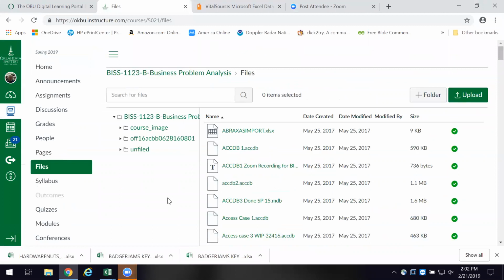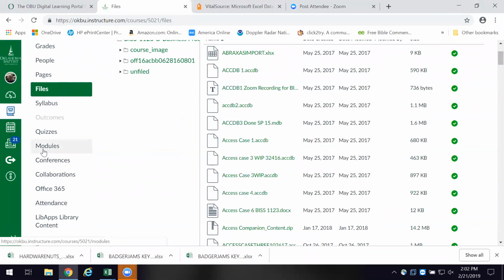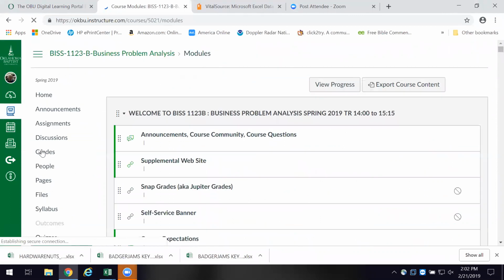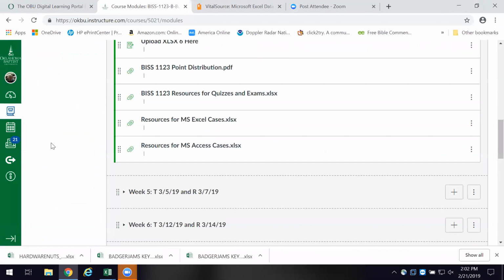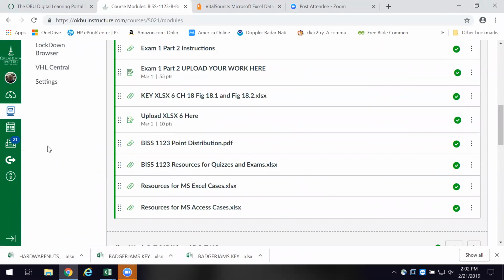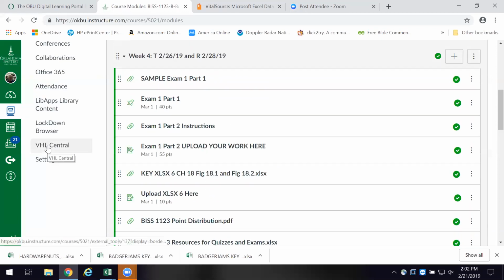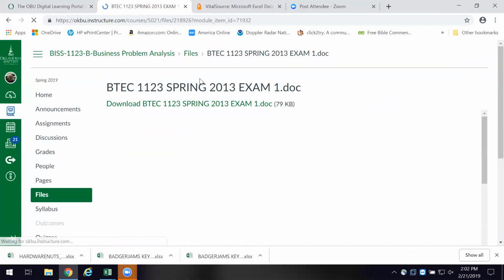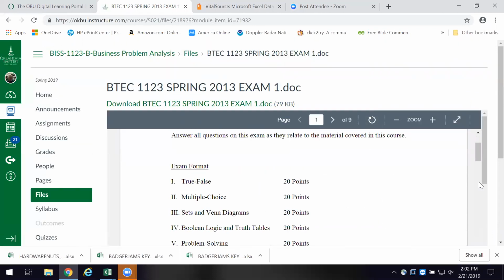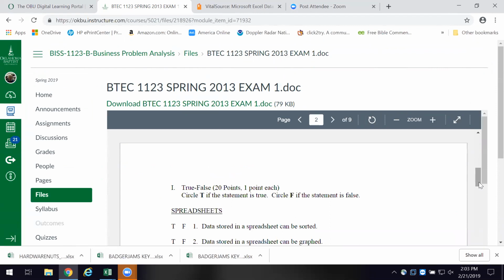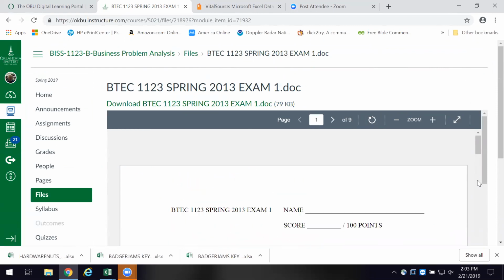As far as the objective part of the exam down here, at the end of each module I'll have resources for quizzes and exams. So I have really two things for you. First of all, I have a sample exam 1, part 1. Okay? This is one I used a long time ago, but it's a sample, and it will give you a feeling of the kinds of questions you might encounter.